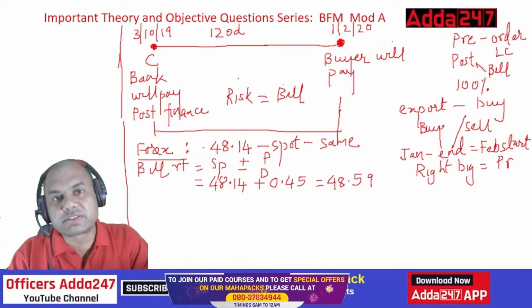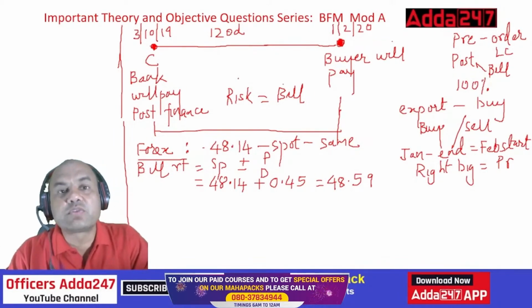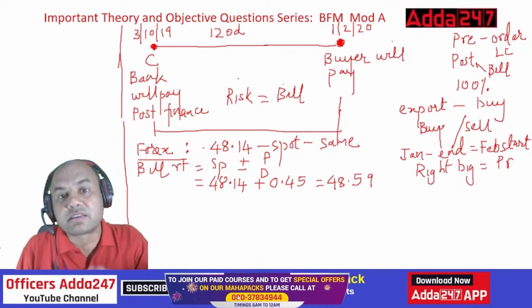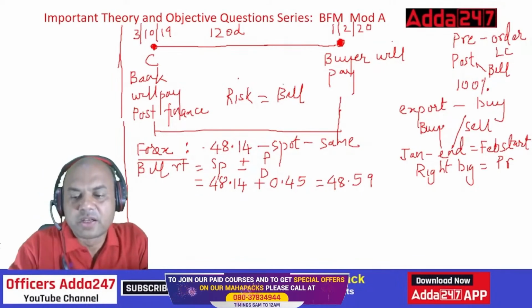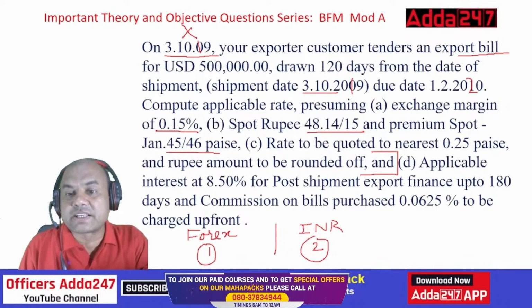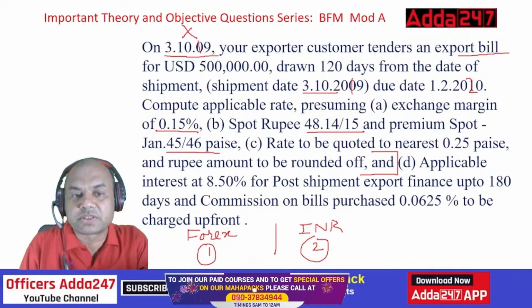One is buy or sell, decide whether that. Second is forward rates. So this is forward margin, means apply the forward margin. And third is always the TT margin. TT or the exchange margin. So what is the exchange margin given over here? See here, premium spot is this and exchange margin, look at this, 0.15%. So this exchange margin is given as 0.15%.